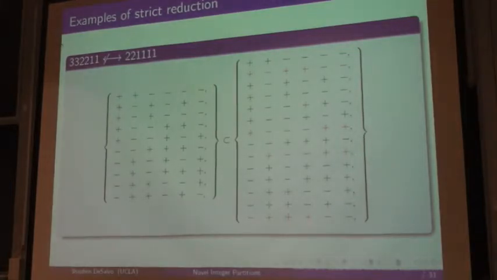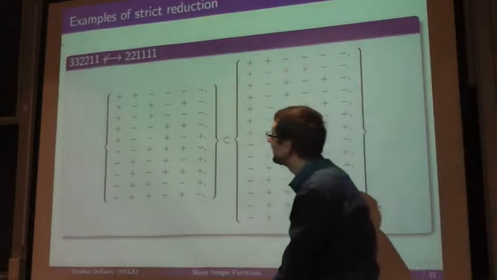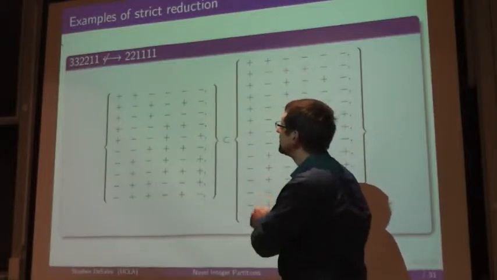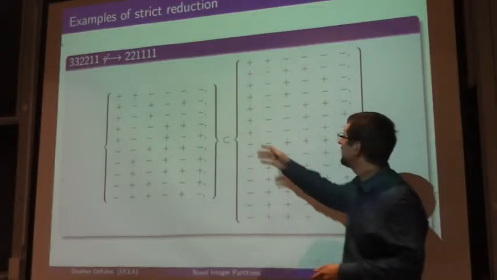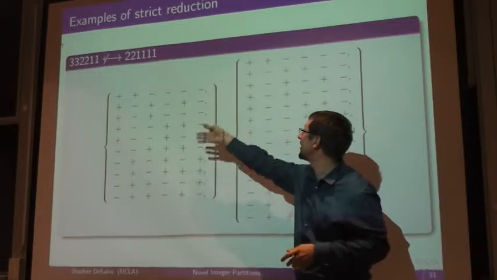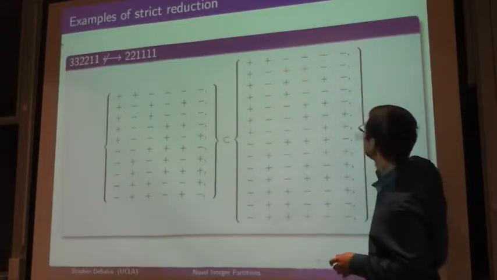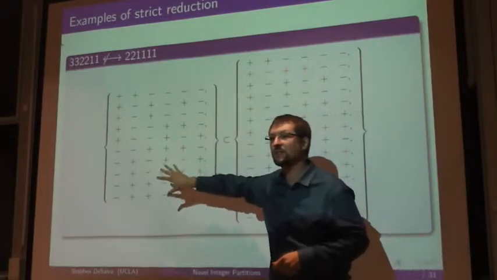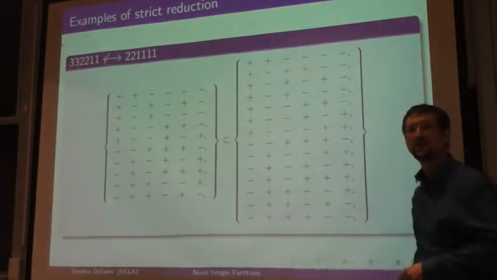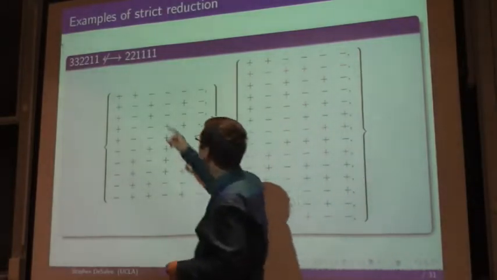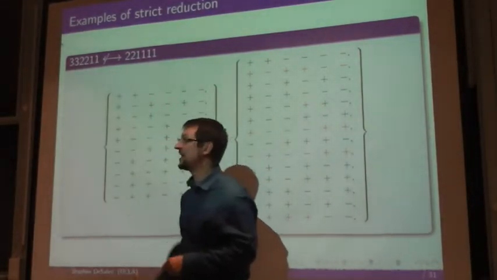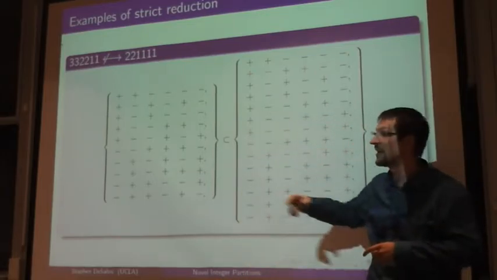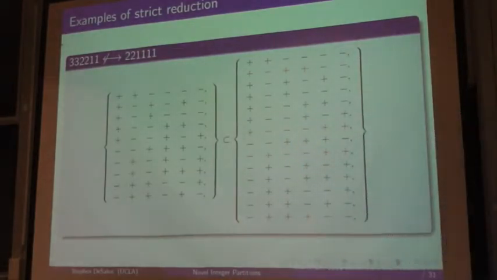So here's an example. 3, 3, 2, 2, 1, 1 strictly reduces to 2, 2, 1, 1, 1, 1. Every row in here is a row in here. The guys in red are extra. They're not contained in this, but everything in here is contained in this. So if you wanted to detect a singularity, this 2, 2, 1, 1, 1, 1 would detect everything that the first guy does, and then some. So you might say that 3, 3, 2, 2, 1, 1 is not really necessary to detect singularity.